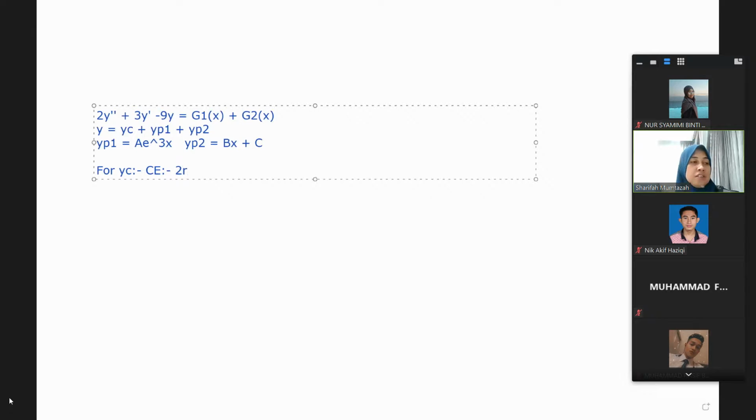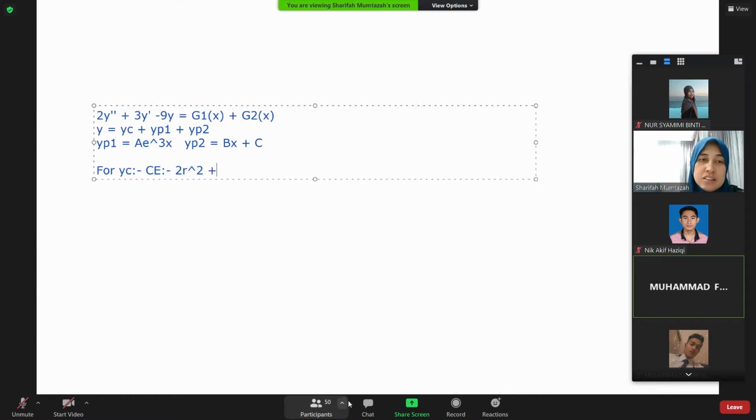Mana si Faidahi? Faidahi yang lagi seorang yang tak pernah menjawab tu. Ya saya. Okay, bacakan. Apa di YC? Y complement. Saya nak dapatkan characteristic equation dia, apa dia? C1. Tu apa? Tu 2R square. Dah lupa dah?